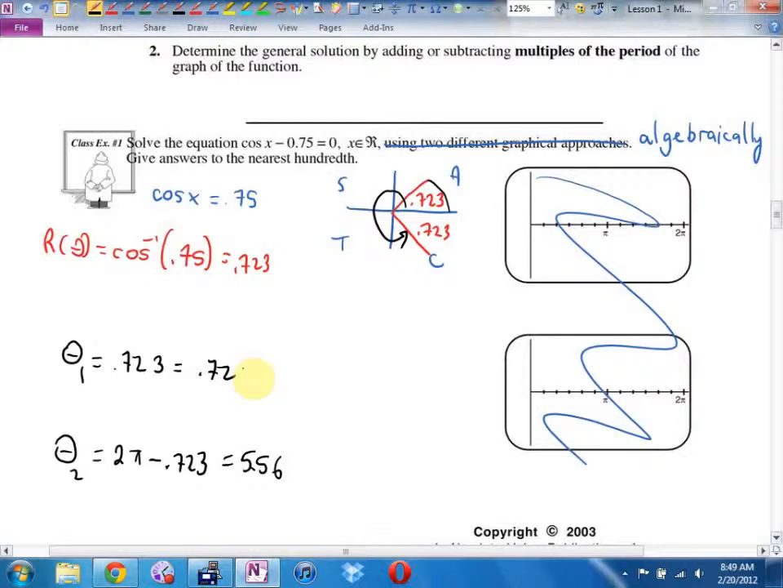But they want me to give the answers over the real number system. They want me to give the general solution. How can I list them? Okay. Well, what trig function did they give me, Kara? What's the period of cosine?